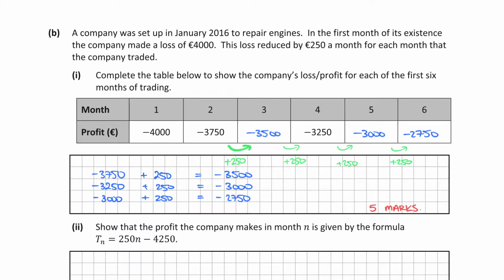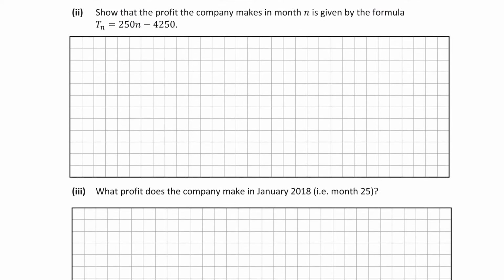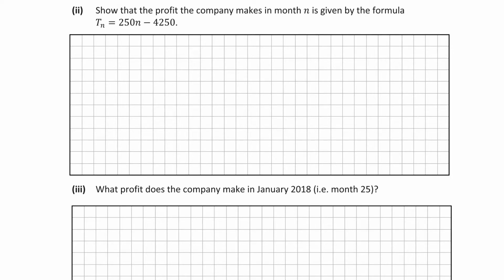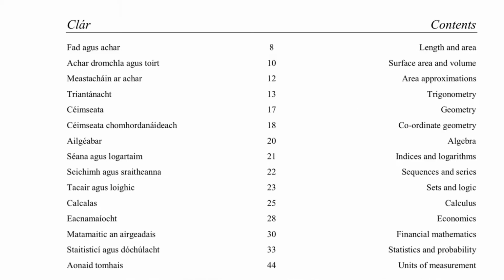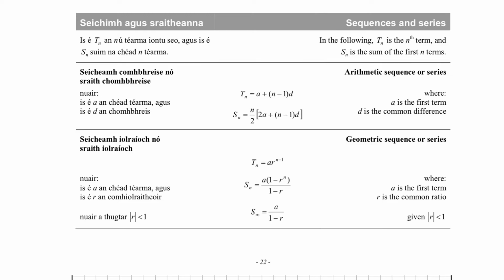So that brings us on to the next part of that question, which is part 2. Okay, it says, show that the profit the company makes in month n can be given by the following formula, where T of n is equal to 250n minus 4,250. Okay, so when we see the T of n there, we know we're dealing with sequences and series basically. So we'll have a quick look at the log tables there, and you can see that sequence and series is on page 22.